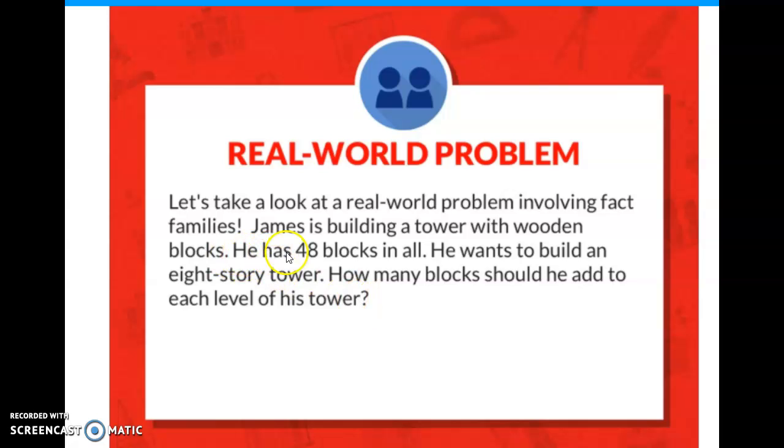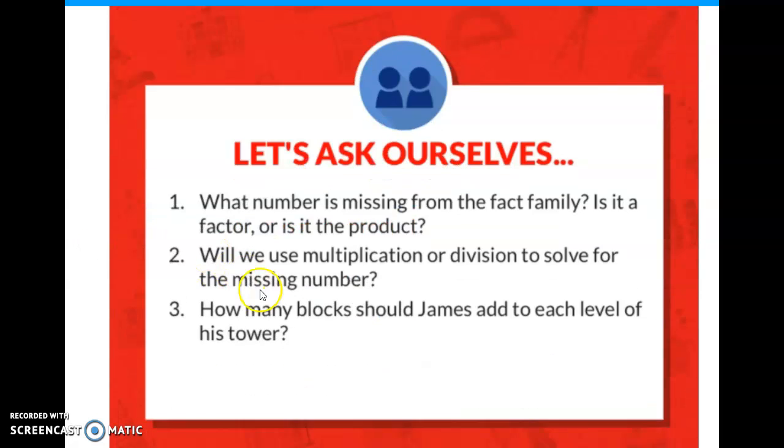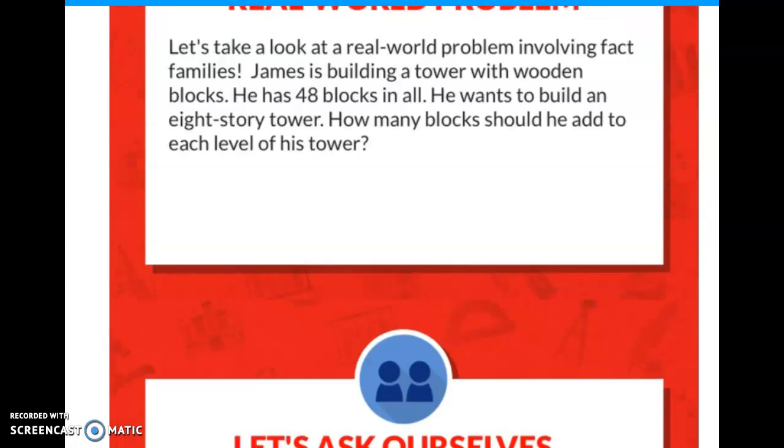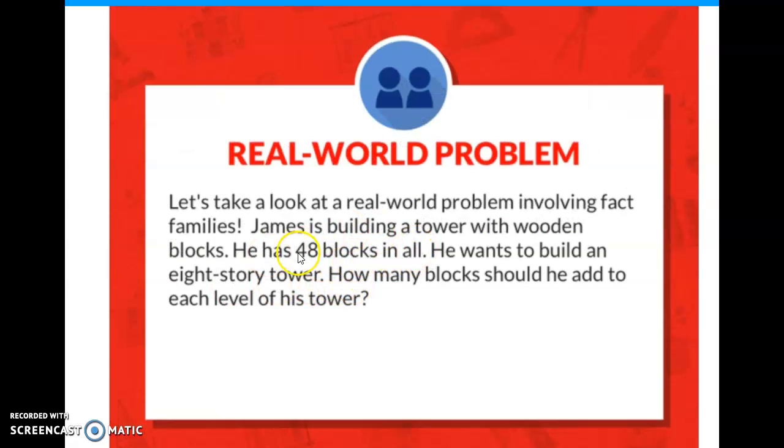Well, I know that he has 48 in all. That's his total. 48 in all is going to be his total. So the total of a multiplication problem is called your product. I'm not going to be looking for my product. So if I'm not looking for my product, that means that I'm going to be missing a factor.